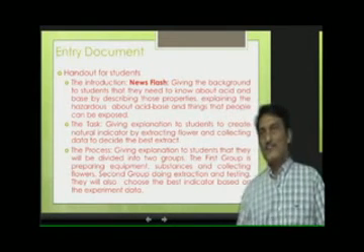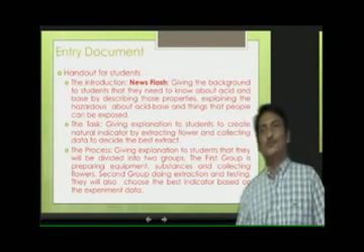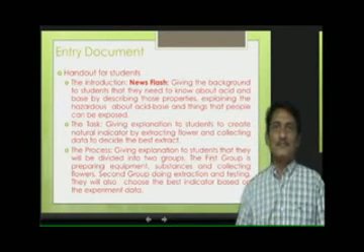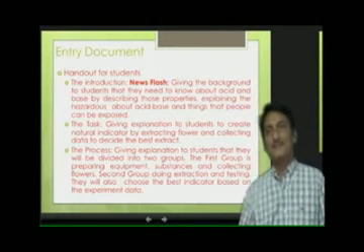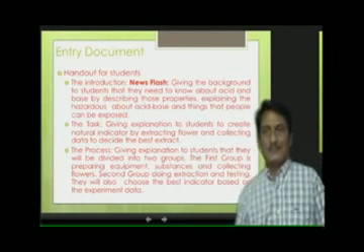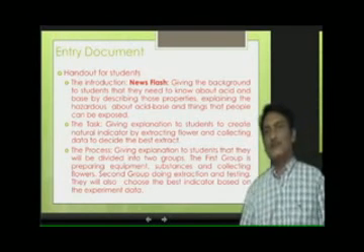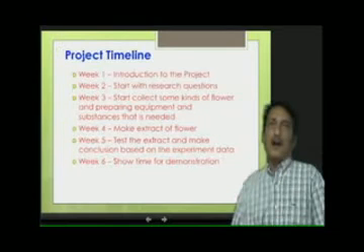The process explains to students that they will be divided into two groups. The first group is preparing equipment, substances, and collecting flowers. The second group is doing extraction and testing. They will also choose the best indicator based on the experiment data.